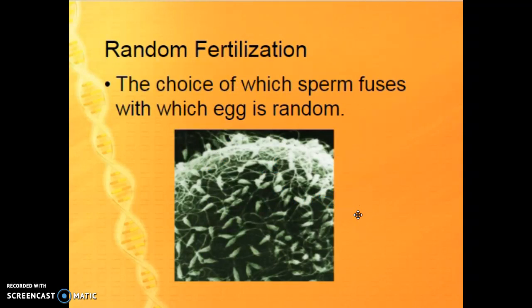Random fertilization, I really like this picture because it shows that fertilization is truly random. It's not a race. It's not the first sperm that reaches the egg. It's the first cell that's chemically compatible with the egg that gets in. Once that happens, all the doors lock, if things happen properly, and no other sperm cells get in.